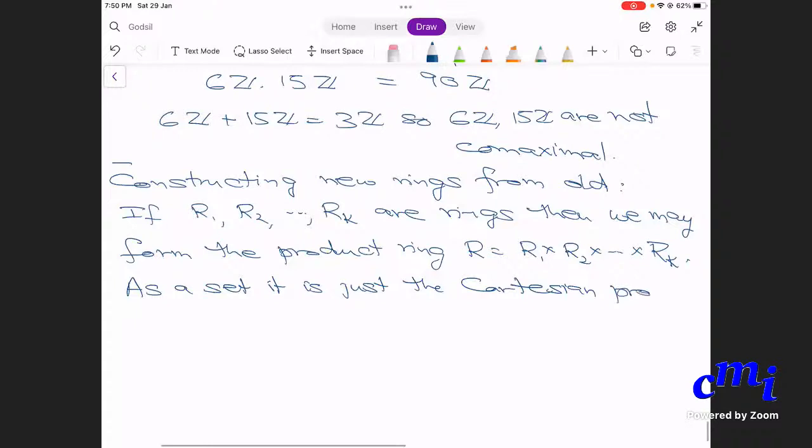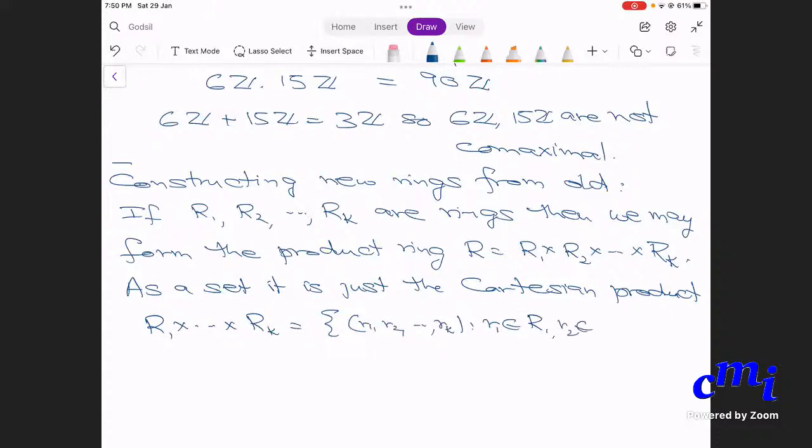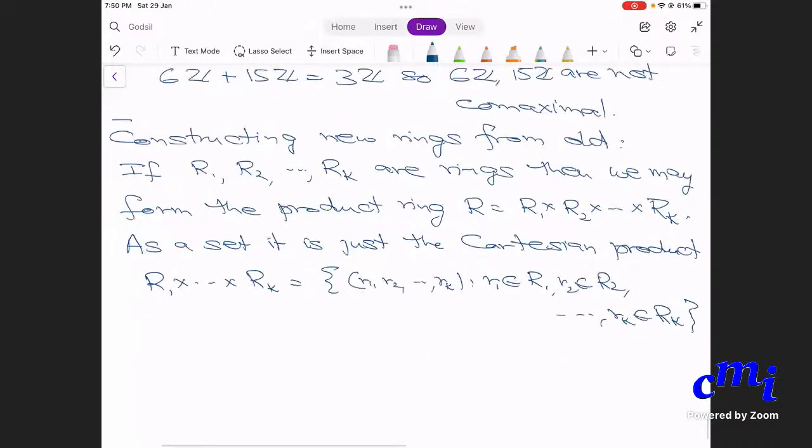Just the product of sets. Just the Cartesian product R1 cross R2 cross up to Rk, which is of course the set of all tuples (r1, r2, up to rk), where r1 is in R1, r2 is in R2, and so on up to rk is in Rk. That's a set.